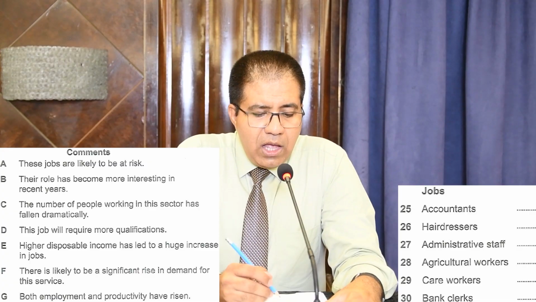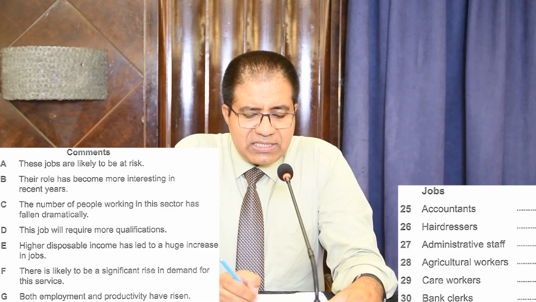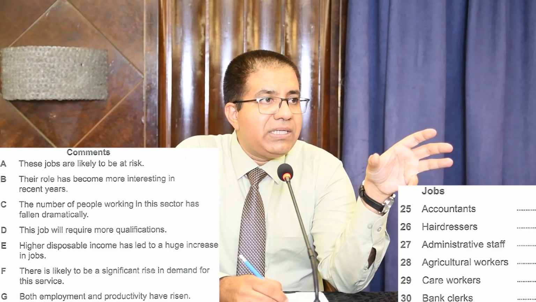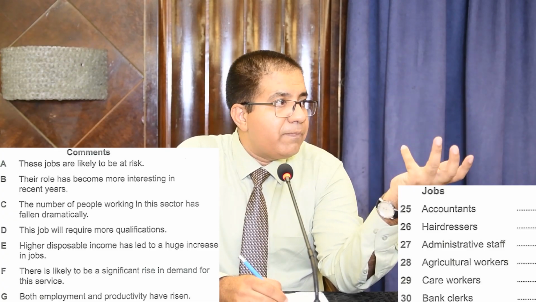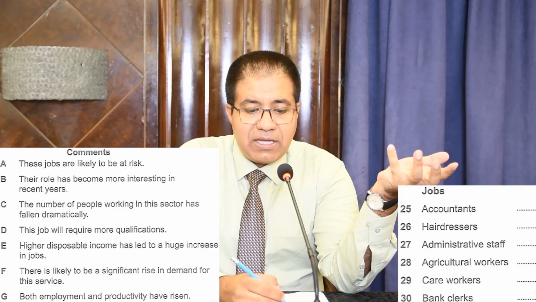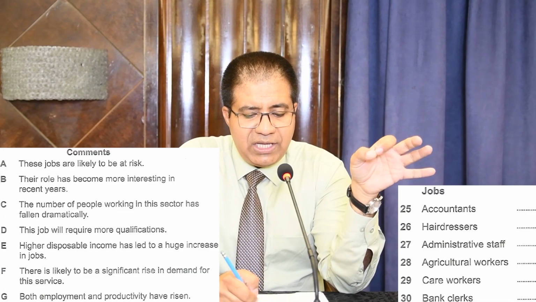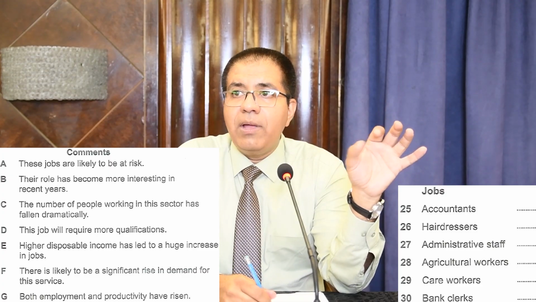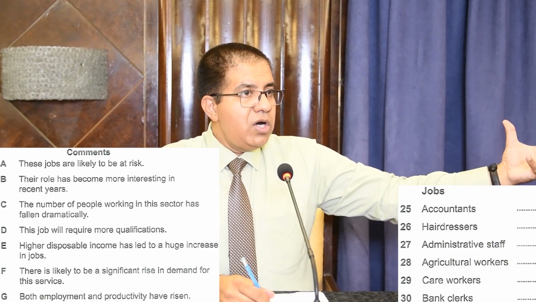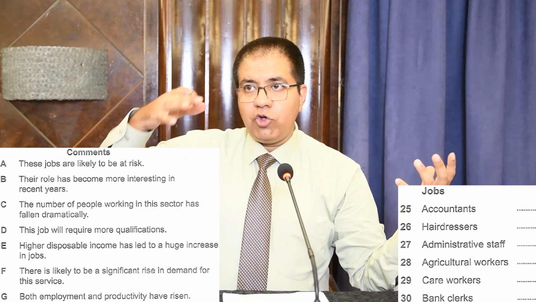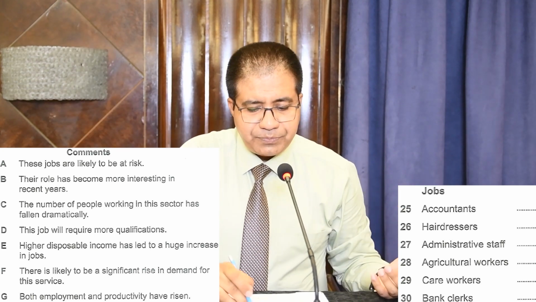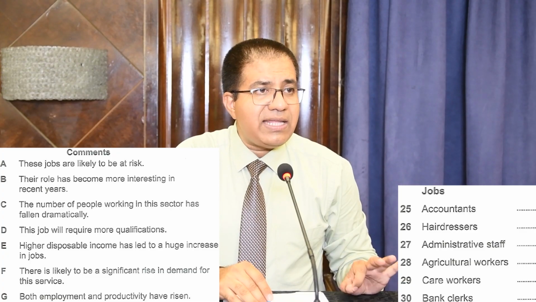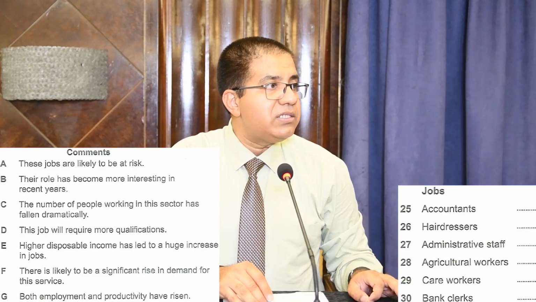Option E. Higher disposable income has led to huge increase in jobs. Now, what is higher disposable income? Means people are earning more money. People have more money as compared to the past, and because of this, now people have money to spend, so huge increase in job. Like because of people's buying power or people having more money, this job has become more popular, right?